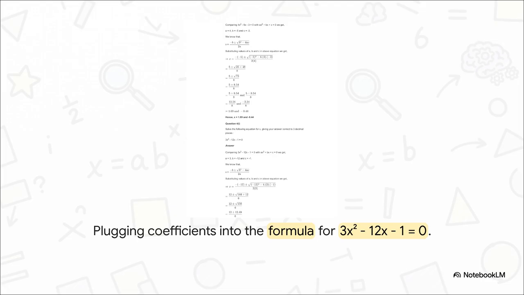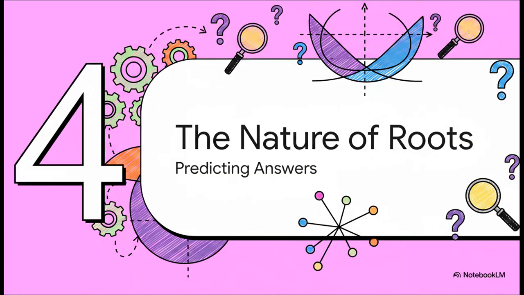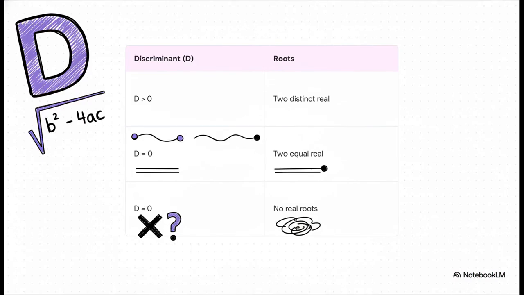See? The formula did all the heavy lifting for us. Section 4, the nature of roots. Okay, here's where we take a really cool analytical deep dive because we can actually predict our answers before we even finish solving the equation. This is all thanks to the discriminant, which we denote with a capital D.